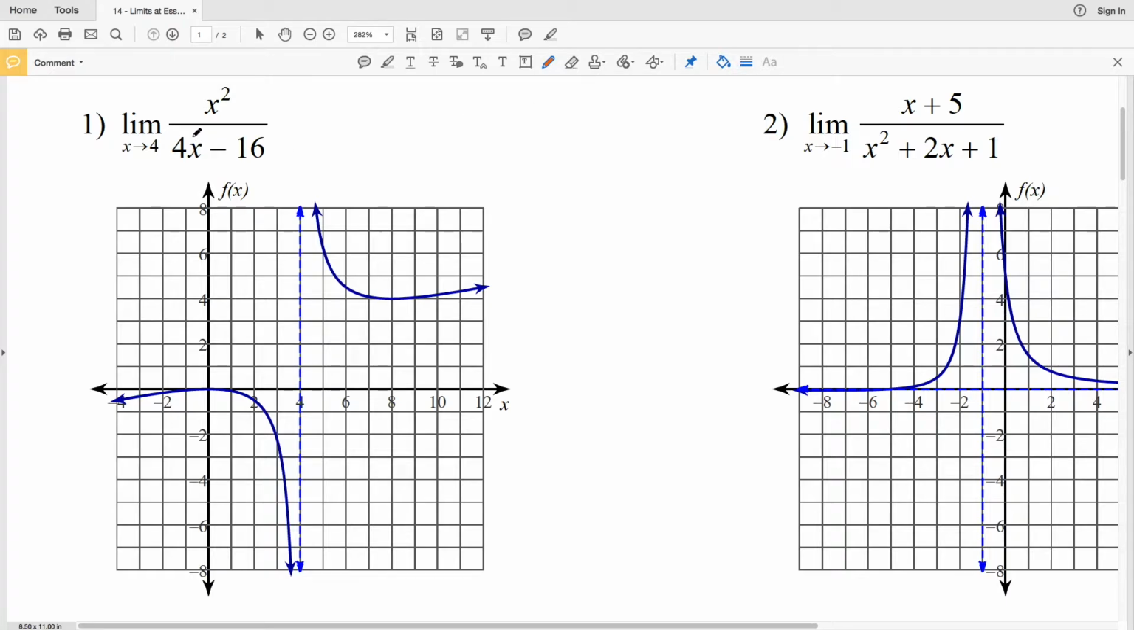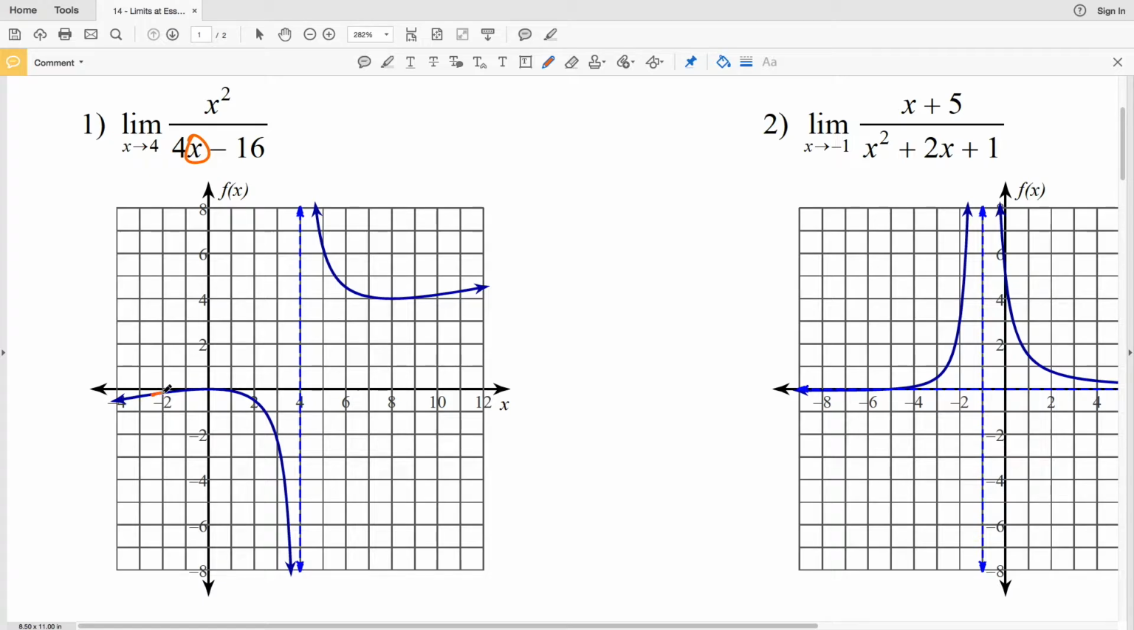Now we know if we were to plug 4 in for x, we would get 4 times 4 minus 16, and 16 minus 16 equals 0. So our function is undefined at x equals 4. And you can see that when x equals 4, we have a vertical asymptote.